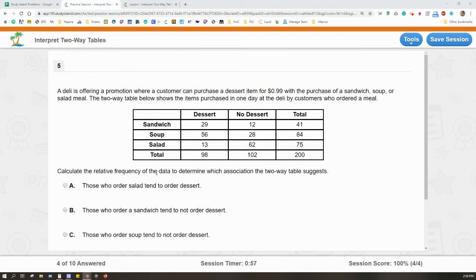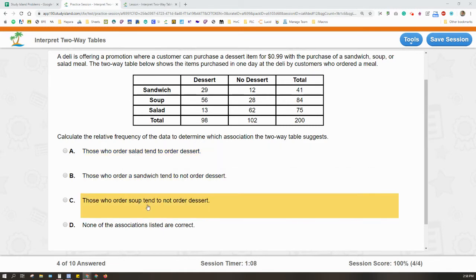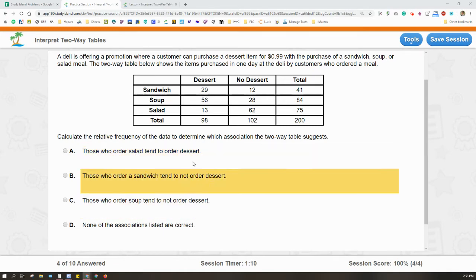Calculate the relative frequency of the data to determine which association the two-way table suggests. And if we look at the suggestions that we have to choose from, they all are about the people who ordered a salad, a sandwich, or soup, and how they break down with dessert or not. So just like the other problems, this is again a row relative frequency table that we're going to make. So go ahead, draw a blank table with just the labels, no numbers, and then we will calculate the frequencies by dividing each cell by the total of that row, and we'll get a percent in there.